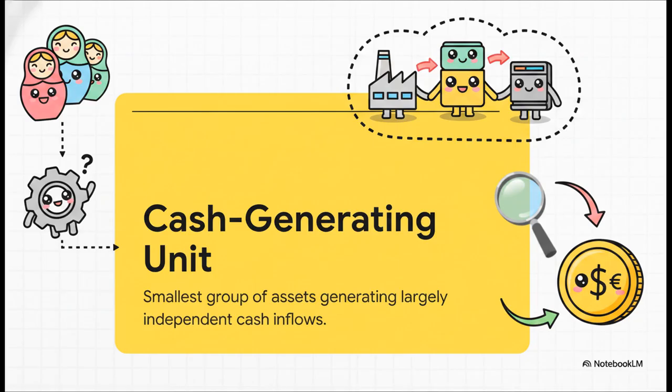This brings us to what I like to call the Russian doll concept of accounting, the cash-generating unit, or CGU. When we can't estimate the value for one single asset, we zoom out. A CGU is simply the smallest identifiable group of assets that generates largely independent cash inflows.